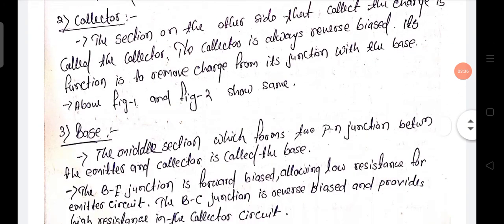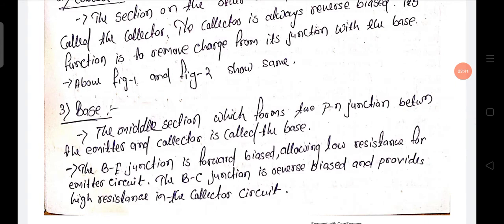Now see the base: the middle section, which is a very thin layer and lightly doped, is called the base. The base-emitter junction, BE, is forward biased and allows low resistance. If the junction is forward biased, there is no potential barrier, so a low resistance path is created for the emitter circuit. The base-collector junction, BC, is reverse biased and provides high resistance in the collector circuit.